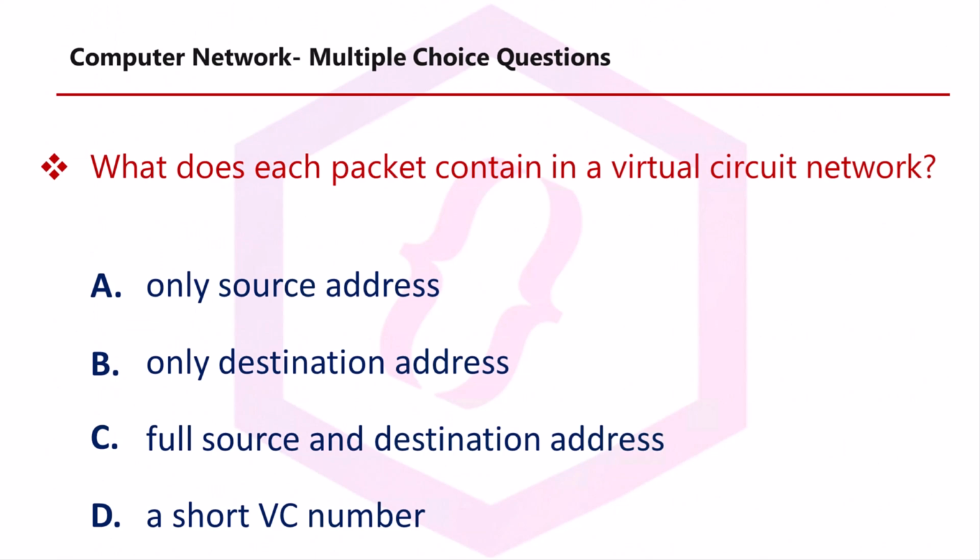What does each packet contain in a virtual circuit network? Option A, only source address. Option B, only destination address. Option C, full source and destination address. Option D, a short PC number. And the correct answer is option D, a short PC number.